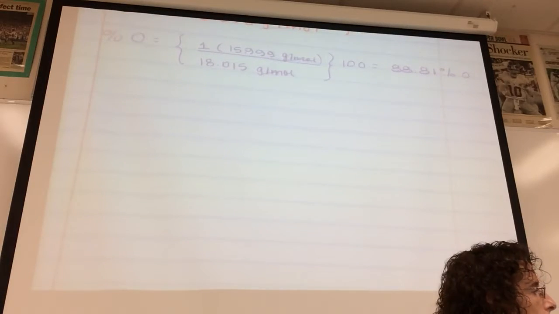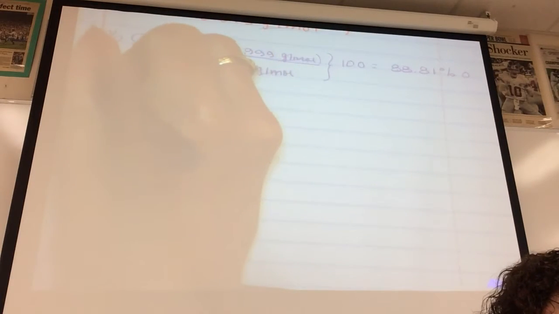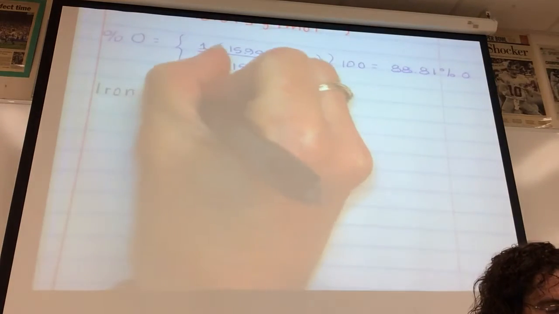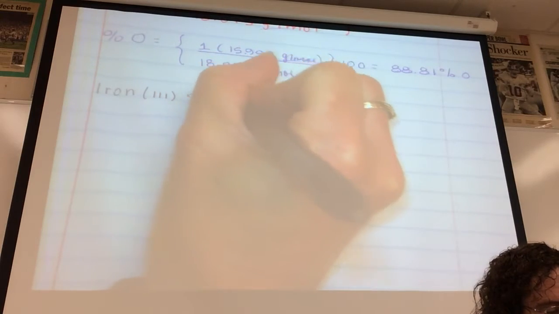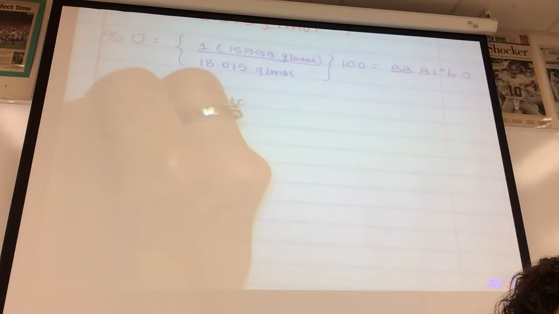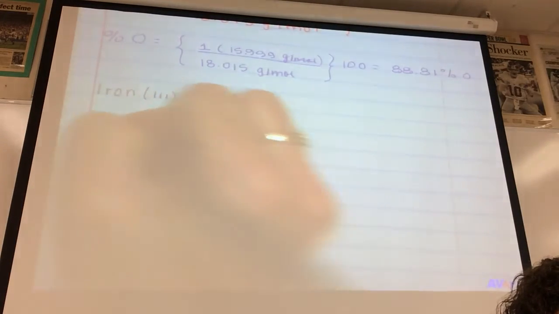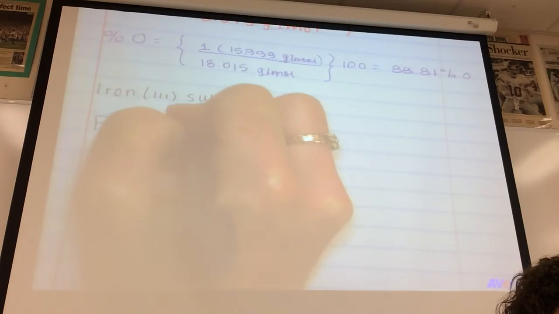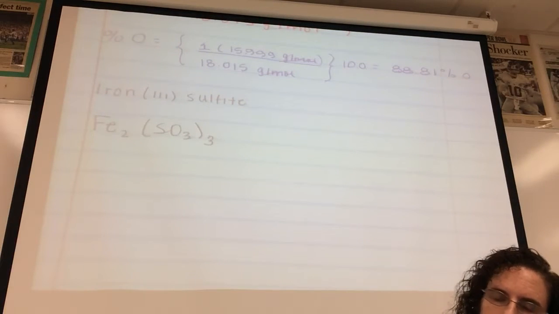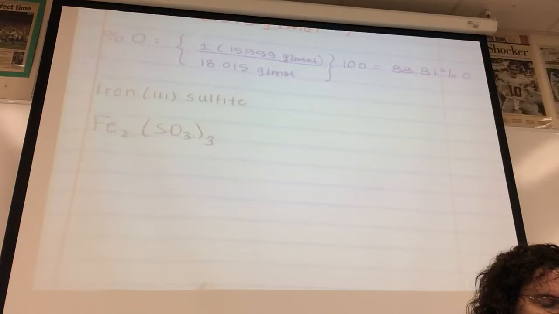Let's say, for example, we had iron 3 sulfite. And again, the formula writing will be critical. You're very strong with your formula writing. You mastered this in chapter 5. We've got iron 3 sulfite. This one I'll write out a little bit differently so that you can see how you can just make it a little simpler for yourself and not keep writing the same thing over and over and over.